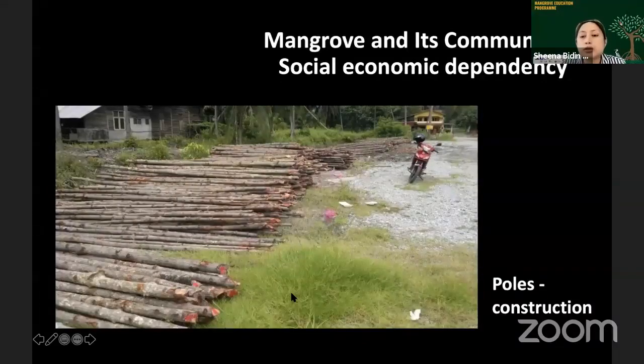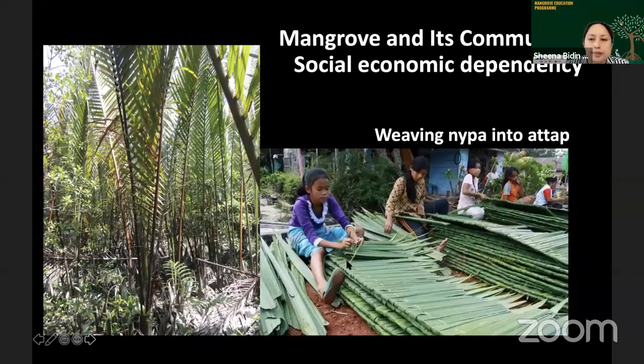Mangrove trees are also used for pole construction, you know, the tiang. These are very hard trees, hardwood trees, and they can withstand humidity. So that's why they are sometimes used for pole construction, and local communities are the ones producing and working to produce these construction poles.